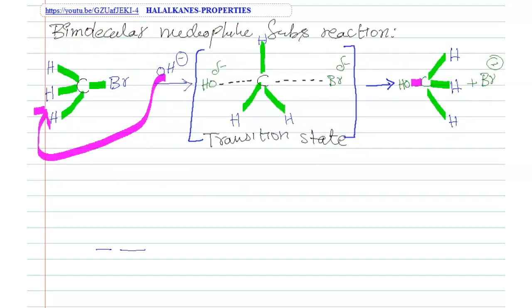Bimolecular nucleophilic substitution reaction. Nucleophilic substitution means one nucleophile is replaced by another nucleophile. So here we are taking CH3Br. CH3Br, what is its name? Methyl bromide.